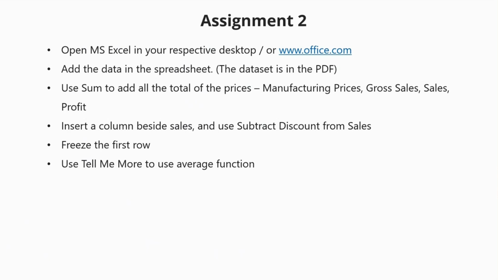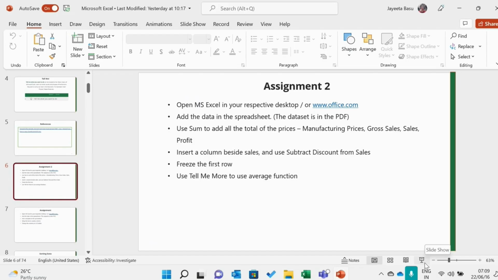Freeze the first row. So the parameters row needs to be frozen, and also try to figure out how to use Tell Me More by searching for average functions. Now, it's a very easy thing to look at, when you're going to the formula bar and ribbon menu and looking for average functions. But what I want you to do is go to the Tell Me More side and look out for the average functions. Now, I'll just tell you how to compute things. Go back to the document where you will be working.